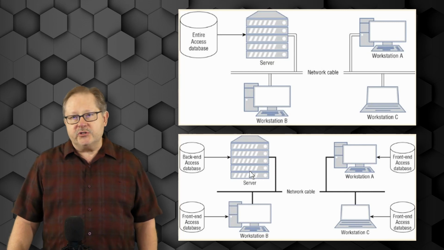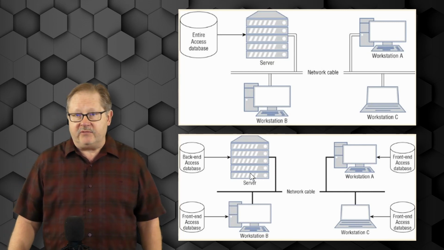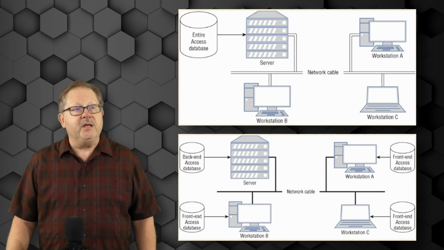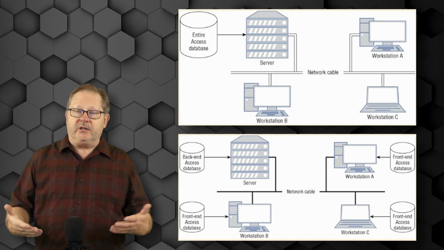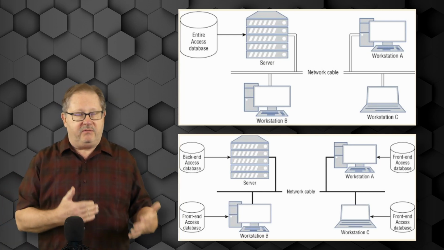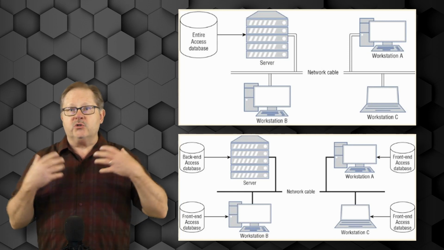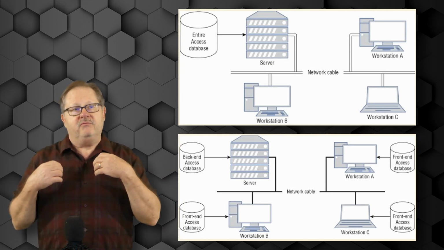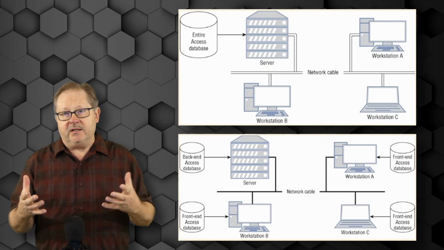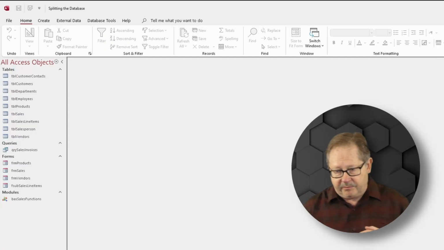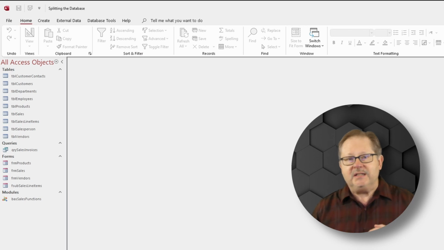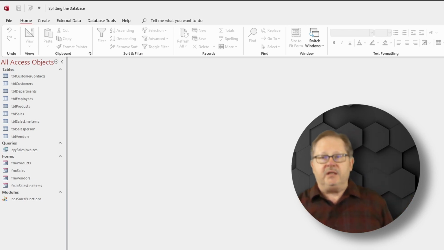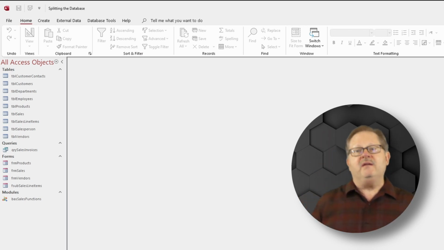Now, if your server is also equipped with Microsoft Access, the back end can be run by Microsoft Access, and it's even faster. So if you can use an actual computer as a server rather than a NAS or a file server, so much the better. So let me bring up the database and I'll show you a simple, easy way to split the database and make this happen.